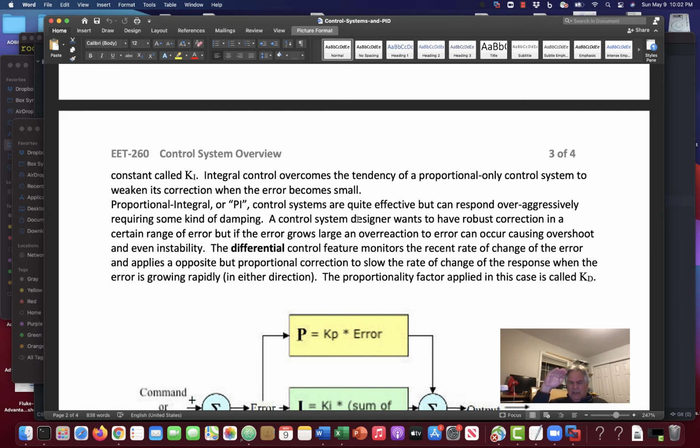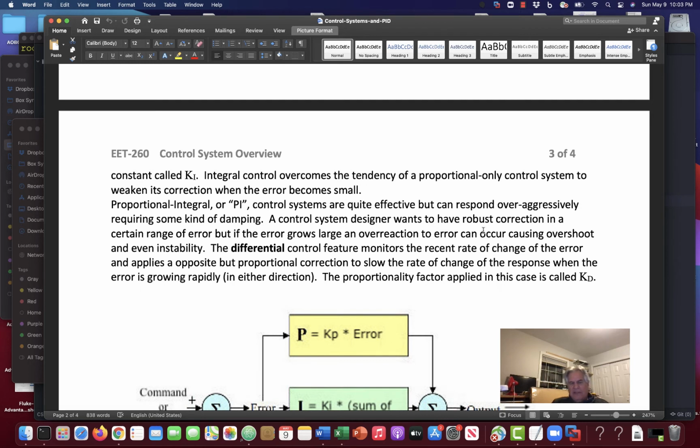So the integral system, with its remembering of recent history, can help the proportional system by saying, look, I know we've got a little bit more error that has to be overcome, and so with its separate constant, the K sub I, it'll drive the control system to finish and hit the desired temperature.